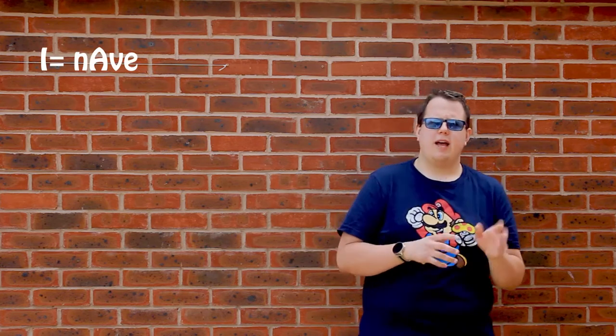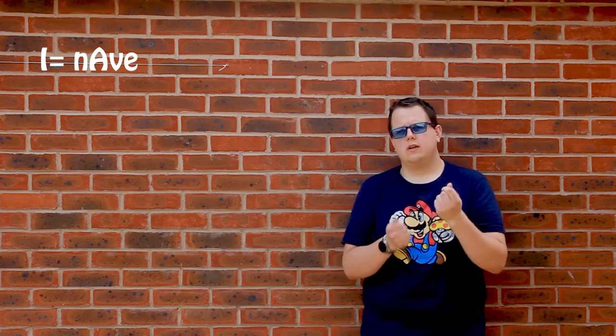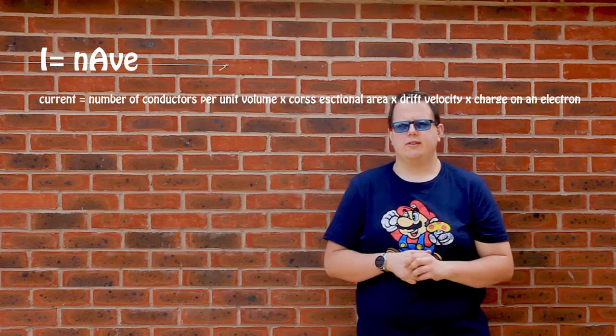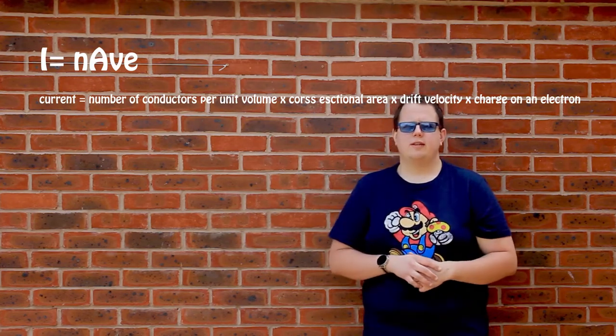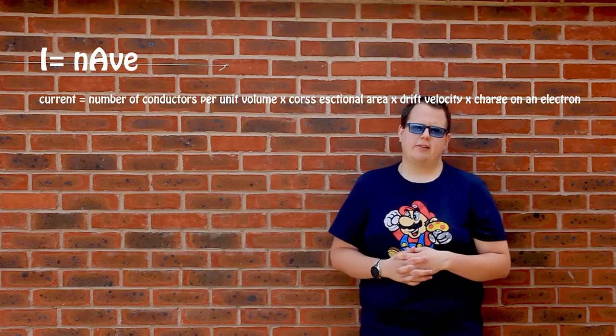Checking for homogeneity, or does the left equal the right? Now in an A-level exam, you can be asked to check if an equation works. Are the units the same on both sides, or is it homogeneous? Let's look at an example then. So the equation I equals nAve, or current equals the number of conductors per unit volume times the cross-sectional area times the drift velocity times the charge of an electron.